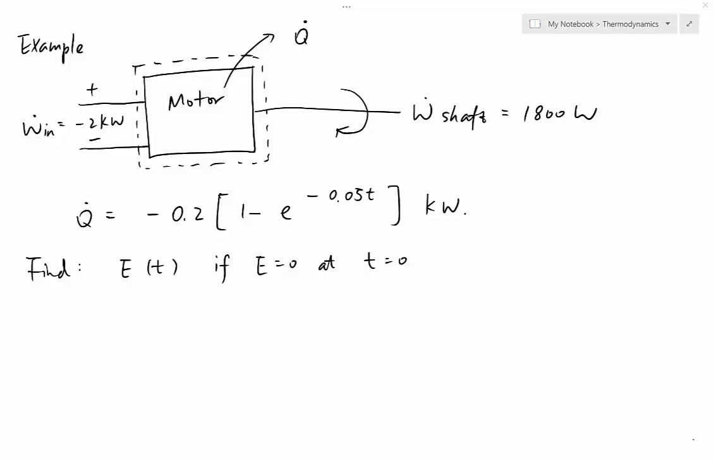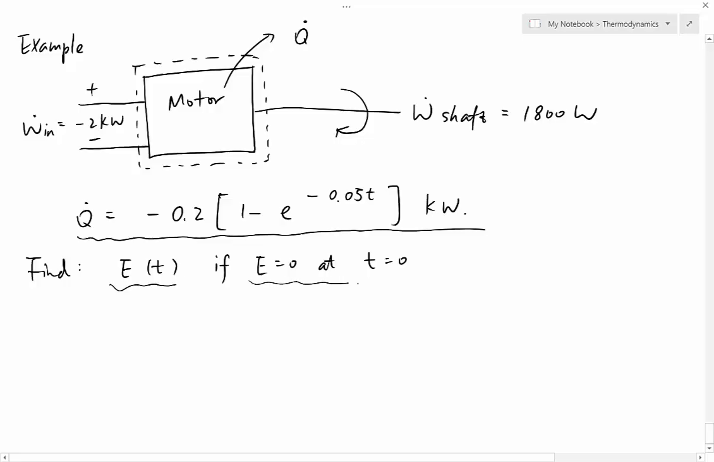Okay, and then usually the motor is really, really hot. So what's gonna happen is the motor is gonna lose heat to the environment, and that is Q dot. Here, Q dot is given as a function of time in this equation, and the unit for Q dot is kilowatts. What we're looking for is capital E, which is total energy, as a function of time. And we also know at the beginning, when time is equal to 0, total energy E is equal to 0.